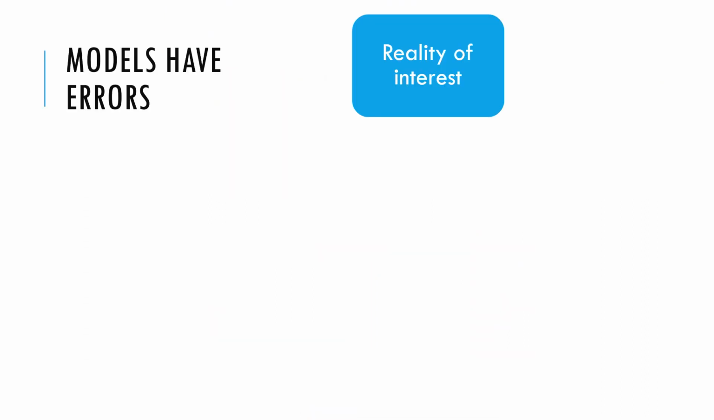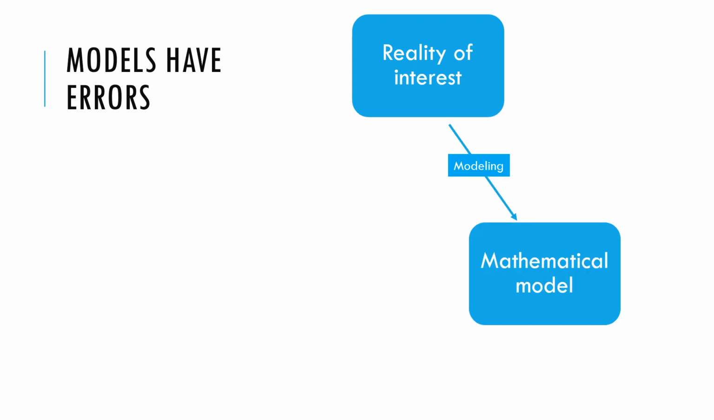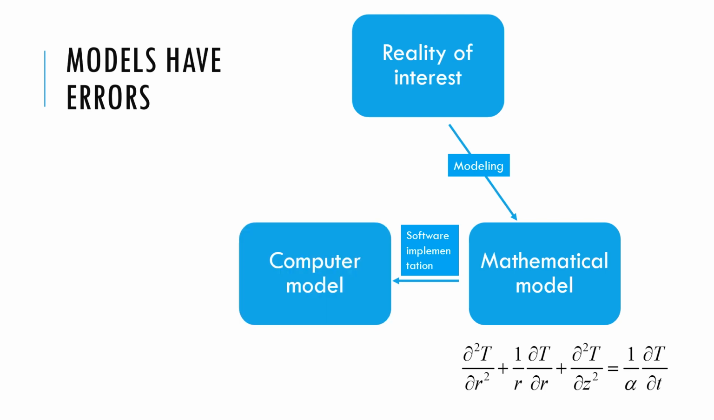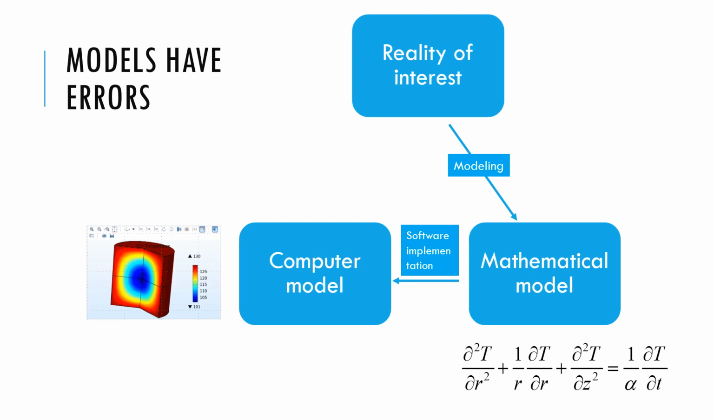Models have errors. So in modeling, we start with the reality of interest, and the modeling process leads to a mathematical model that is typically a governing equation, boundary condition. Then we implement it in a software for numerically solving this governing equation and boundary condition. That's our computer model. And then the computer model gives results that look like this, that all of us have seen. And those are my simulation results.